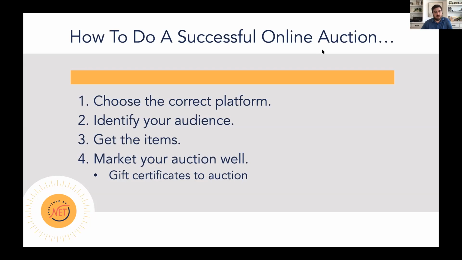And then from there, that allows them to really engage with your items. So think about some strategic ways to incentivize people and to market your auction, because the first step is just getting them to see the items. And then, obviously, making sure you have the right audience so they actually bid on the items. All right, so that's how to do a successful online auction.